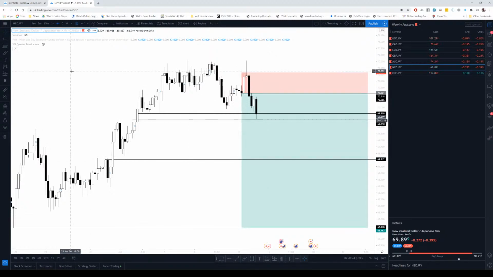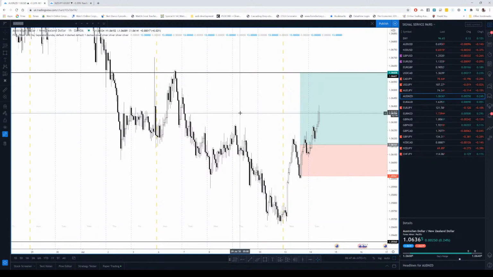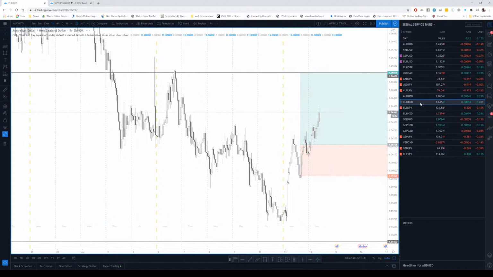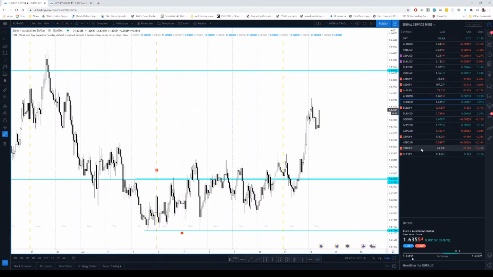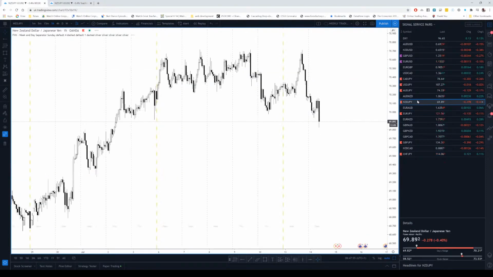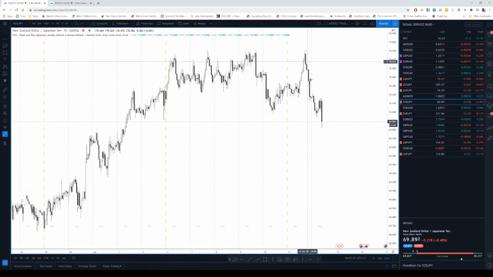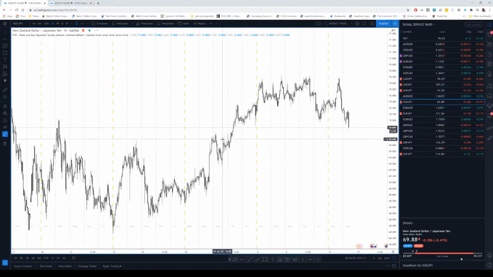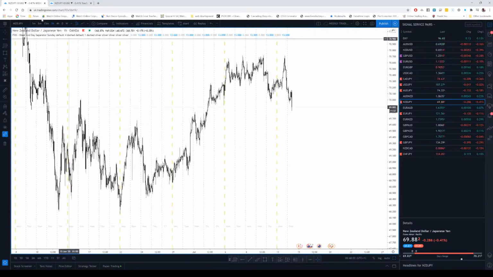All right, let's jump on to the next one. I'm gonna bring New Zealand yen up here because I've just talked about it. We are looking for further movement to the downside. This was a beautiful trend.